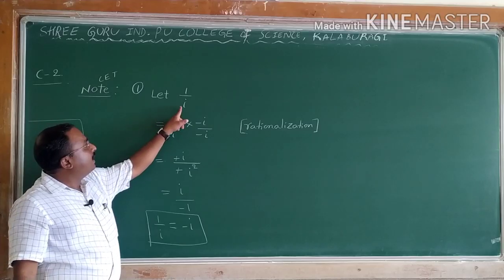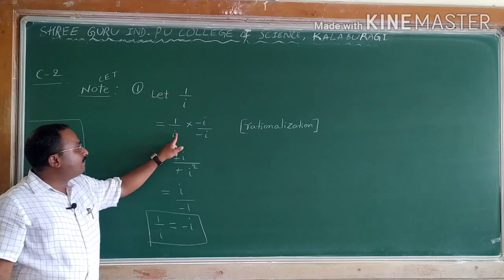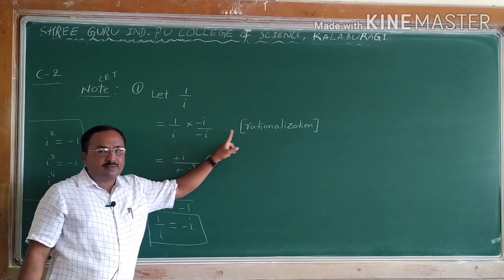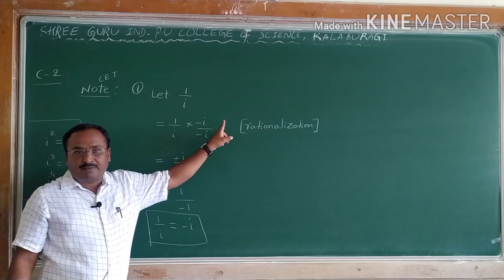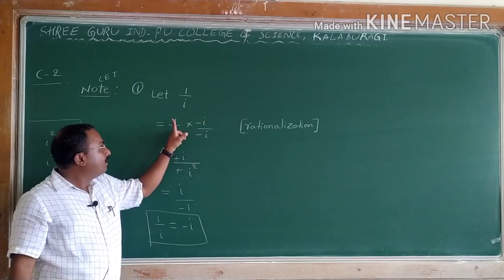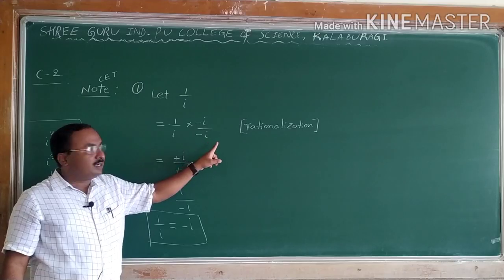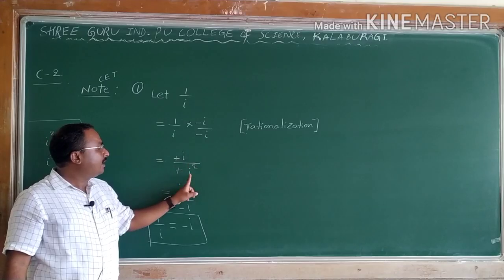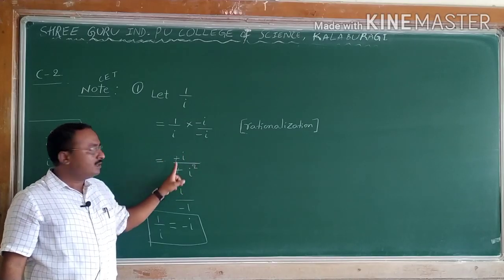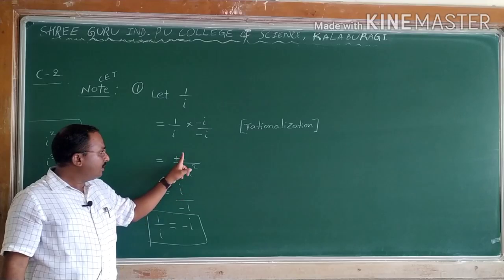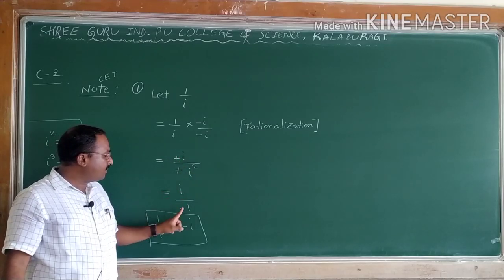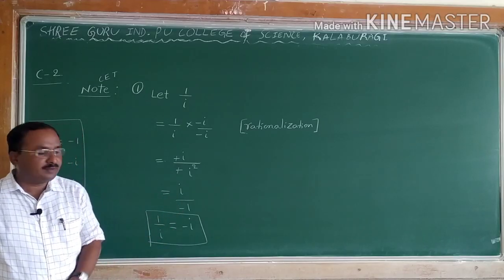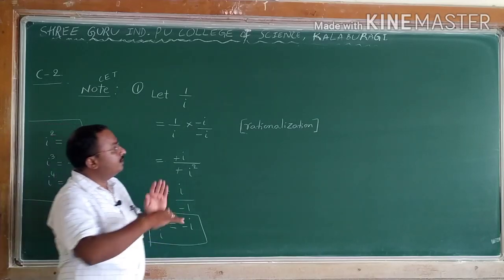Here 1 by i value, division of complex, denominator i, apply rationalization, multiply by minus i divided by minus i. Numerator multiply, denominator multiply. 1 into minus i, into i square, plus minus gets cancelled. Numerator i as it is, denominator i square value is what? Minus 1. Plus i by minus 1 is what? Minus i. 1 by plus i is what? Minus i.